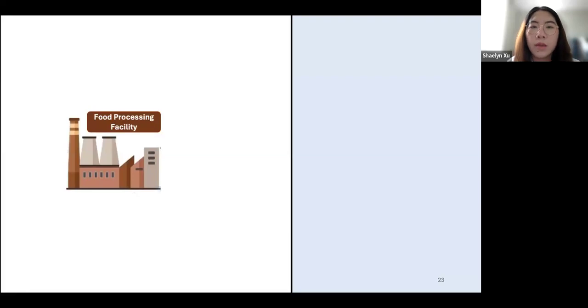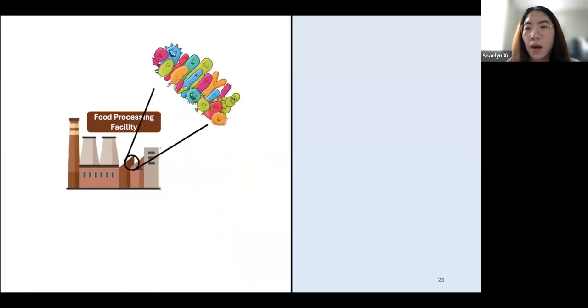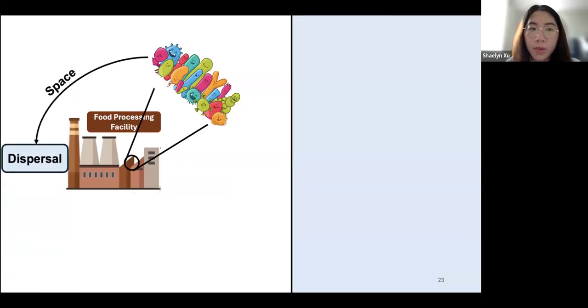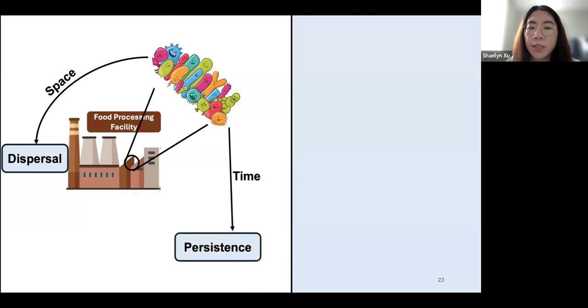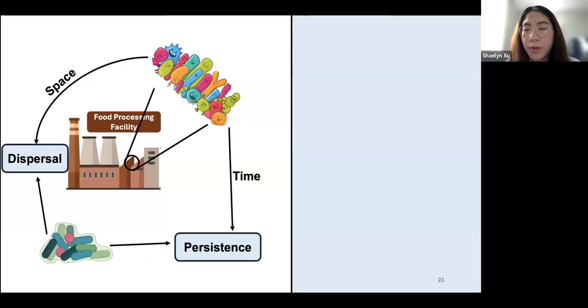So overall, this study has identified a large and diverse microbiome within the food processing facility. They are able to disperse across different sampling sites, which means dispersal spatially as well as persistence over time. In our work, we found persistence over 6 months. The ability of those microbes to either form biofilms or coexist with each other further contributes to their dispersal and long-term persistence within the food processing facility.